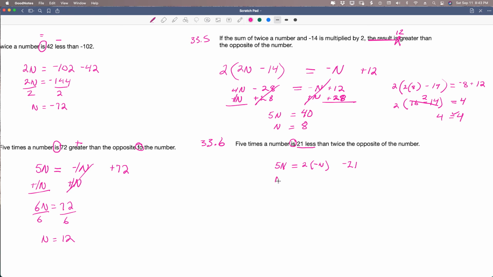Let's distribute. 5n equals 2 times, remember there's a 1 right there, 2 times negative 1n is going to be negative 2n minus 21. All right, let's add 2n to both sides. So this is going to be 7n equals negative 21. We divide both sides by 7. n is equal to negative 3.